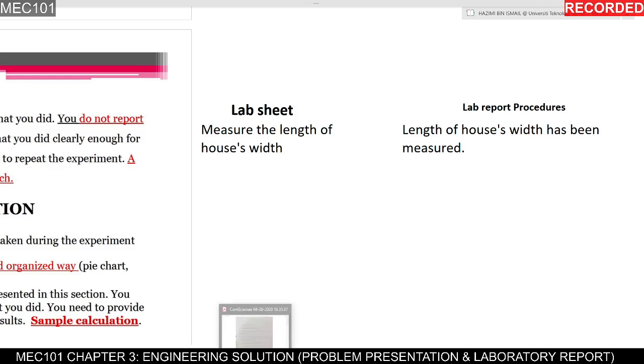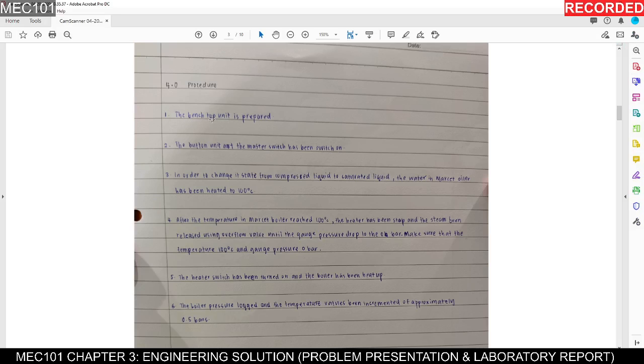Okay, so let's see your senior's example here. Okay, the benchtop unit is prepared. The master switch has been switched on. But here they have a grammatical error. Okay, so make sure you try to do your procedures without any grammatical and spelling errors. Okay, so this type of sentence is what you must use in the procedures in the report writing. You have changed that sentence into the passive one.